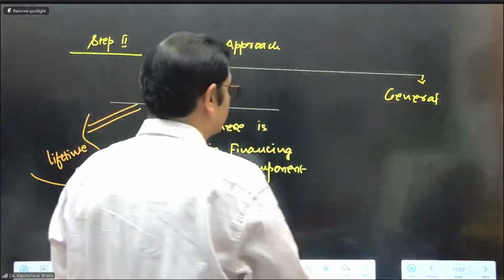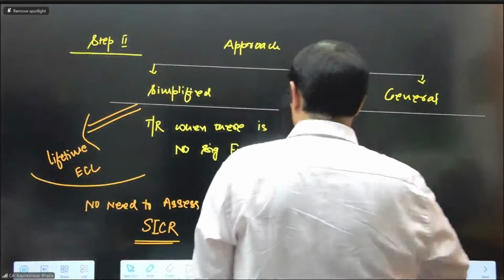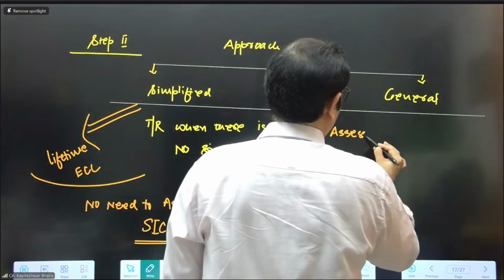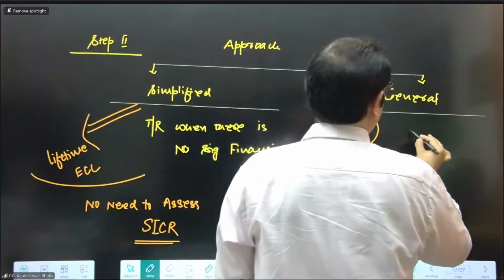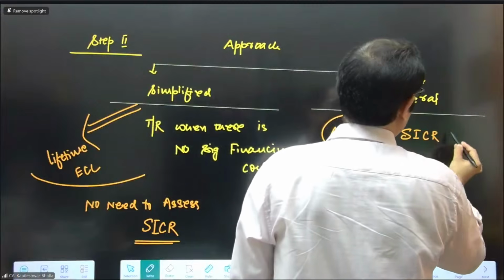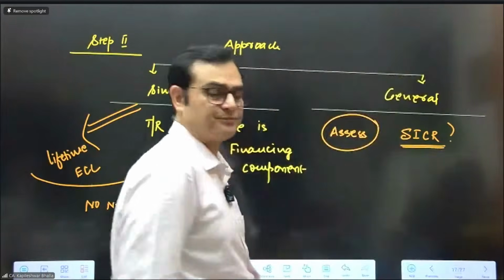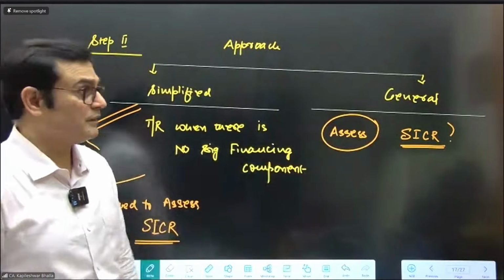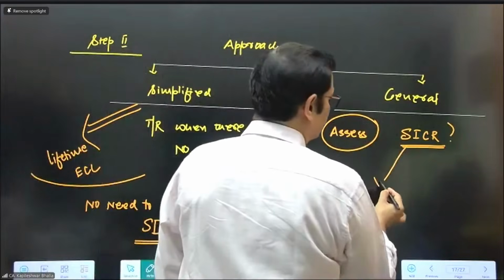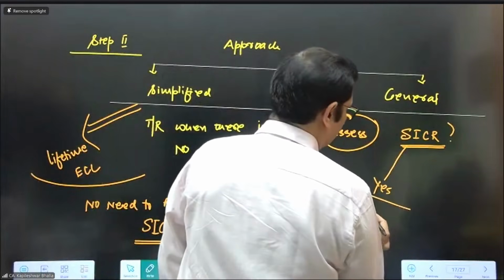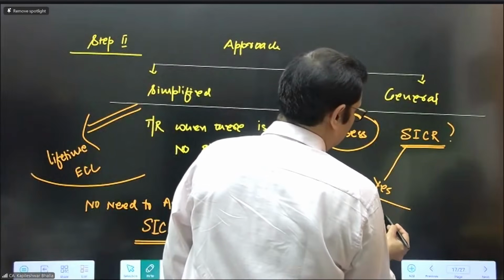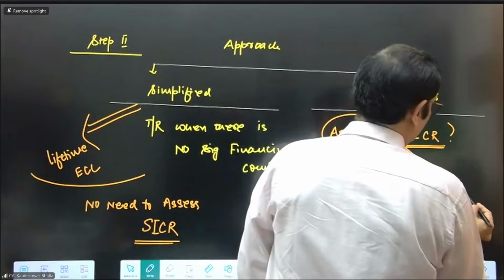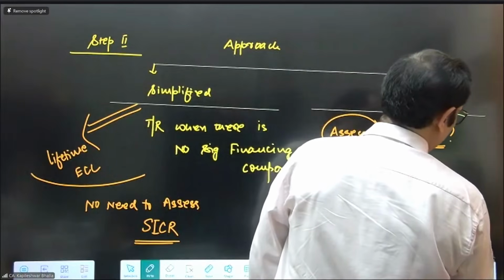Then comes the concept of the general approach, where at the first instance we need to make an assessment of whether there is a significant increase in the credit risk or not. That's called the SICR, significant increase in the credit risk. If you say yes, there is a significant increase, then we use lifetime ECL. And if you say no, then we use 12 months ECL.